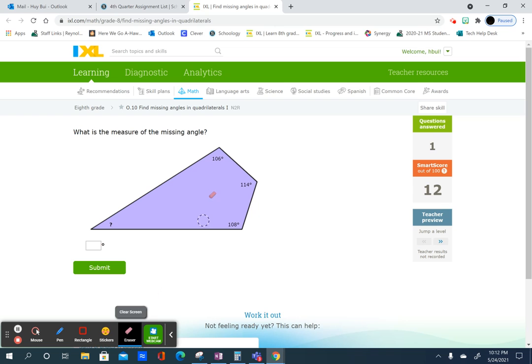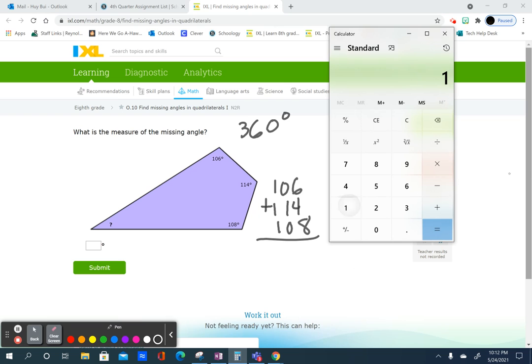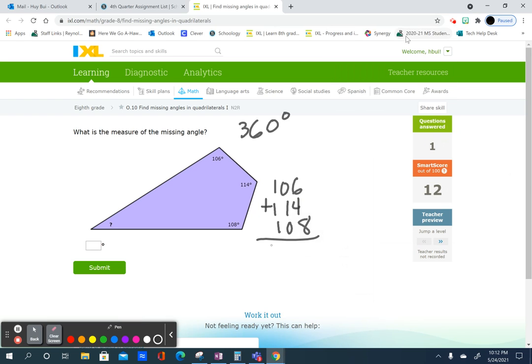Oh, this one looks interesting. Oh, we've got three angles there. I almost want to just jump in and start doing the problem. Let's just remember a quadrilateral is 360. Let's add up these three angles. 106 plus 114 plus 108. I'm going to jump to a calculator. 106 plus 114 plus 108 equals 328. So 328. Then we're going to subtract that from 360.